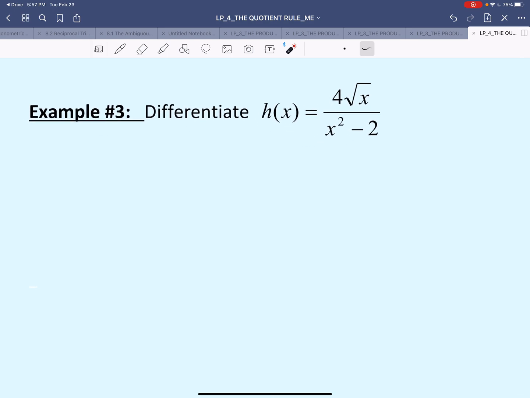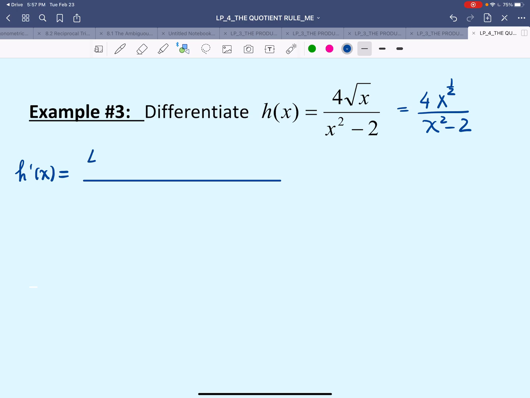Example 3 has 4 root x over x squared minus 2. Same idea. I will rewrite this function as 4x to the 1/2 and then divided by x squared minus 2. So we're going to say that h prime x equals the derivative of 4x to the 1/2, which is 4, times 1/2 x to the power of half, take away 1, multiplied by x squared minus 2.